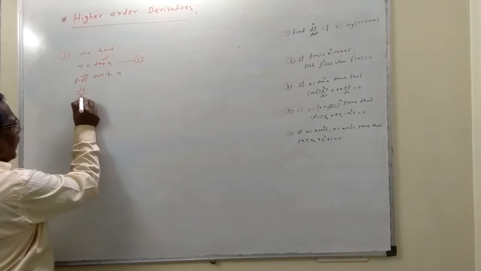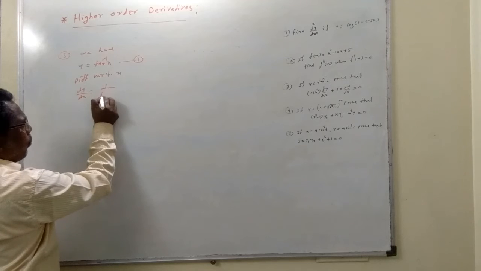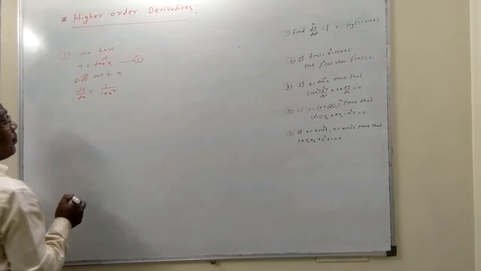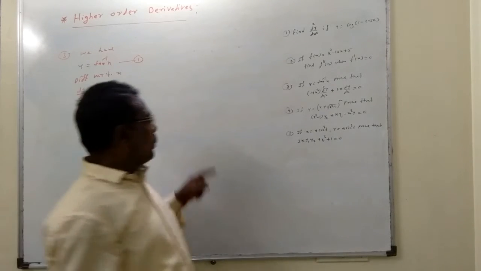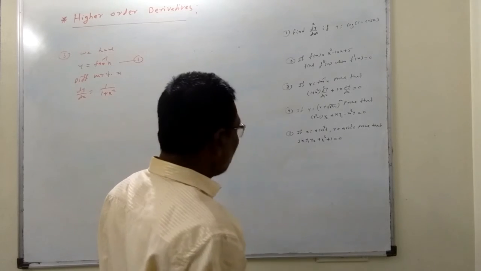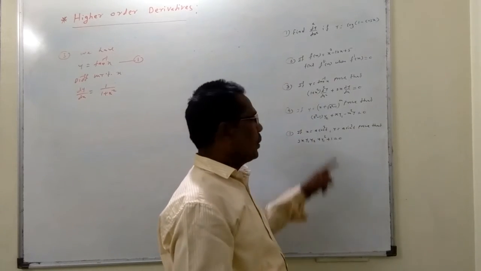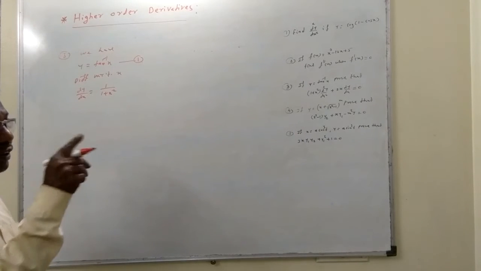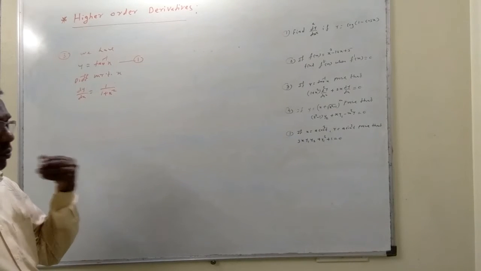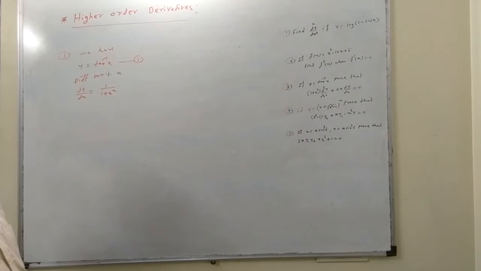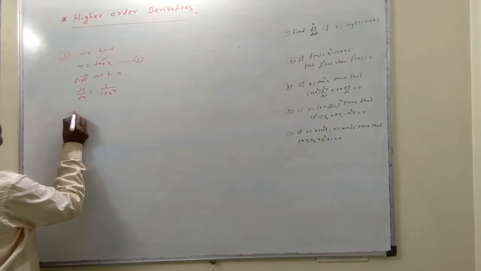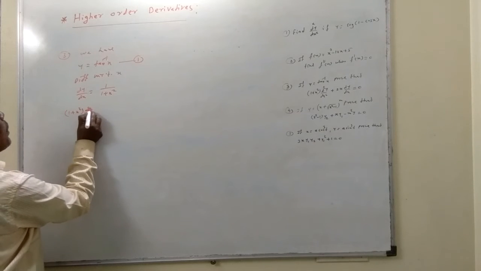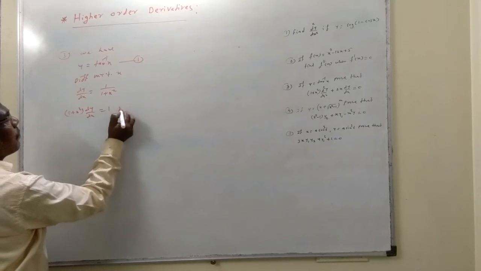So dy by dx is equal to 1 upon 1 plus x square. Now here, when we go to the second derivative, you always observe the result. To obtain that derivative, as far as possible, you convert your result to this form. So we will take this 1 plus x square, and 1 plus x square dy by dx equal to 1.